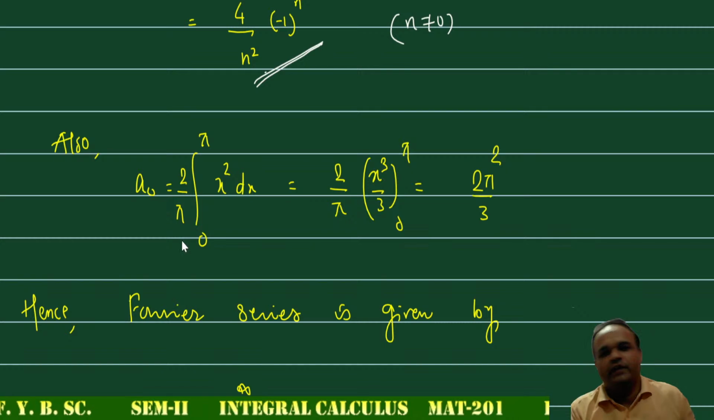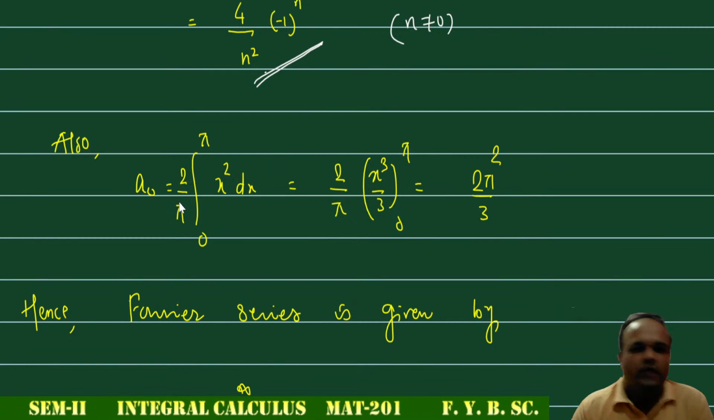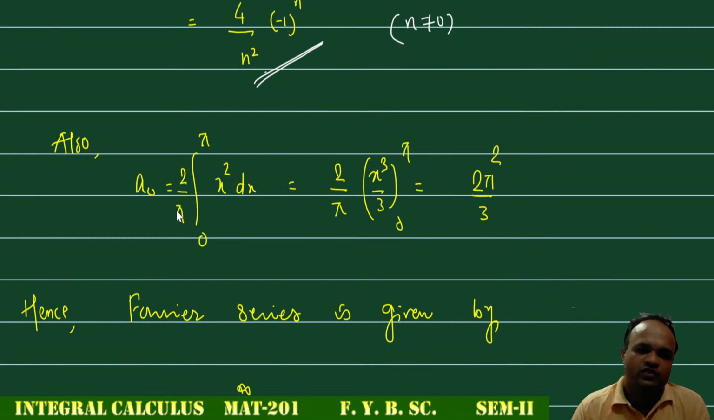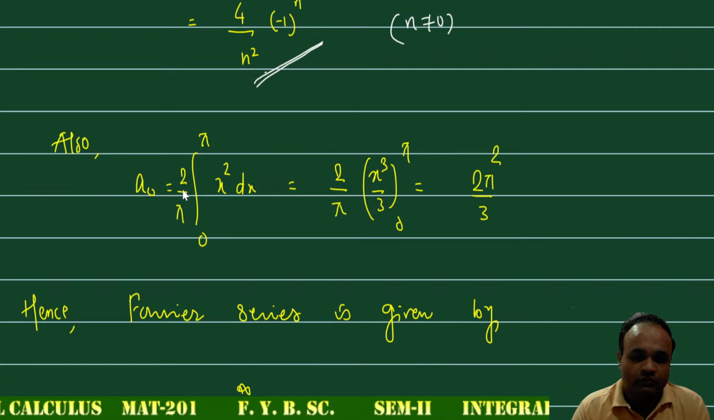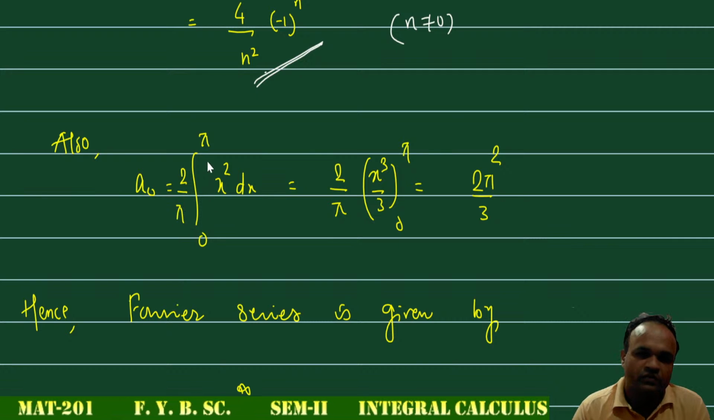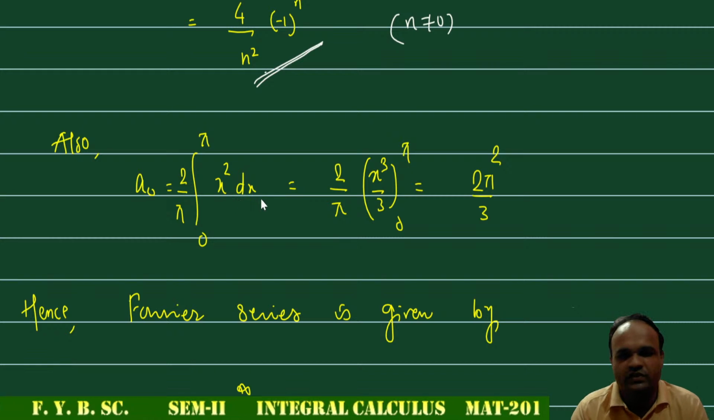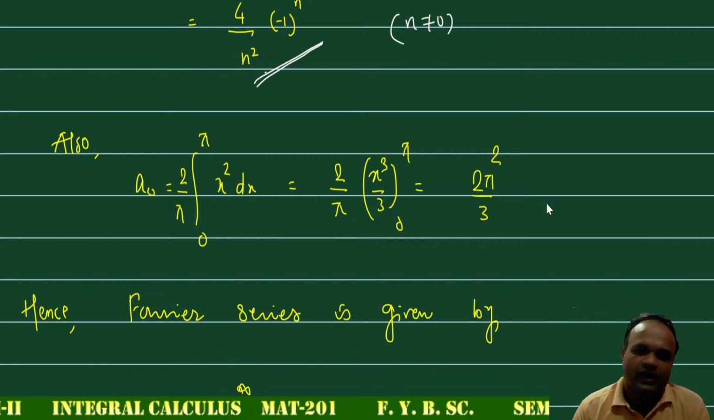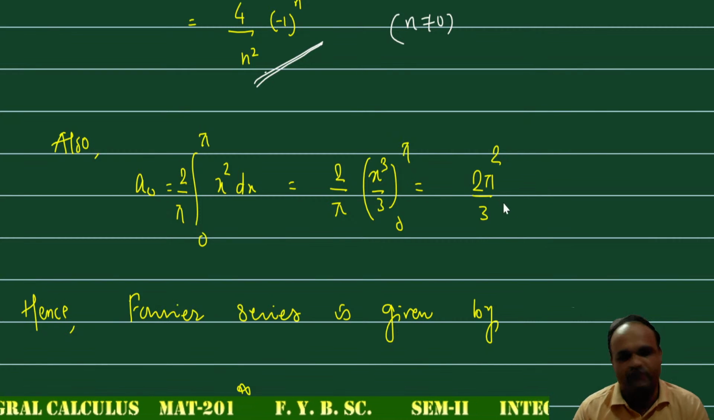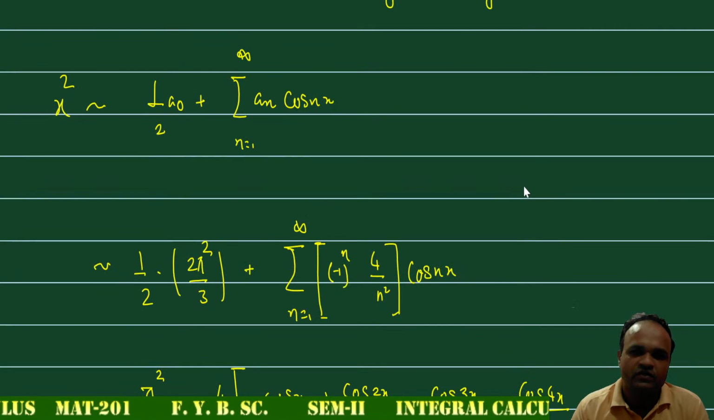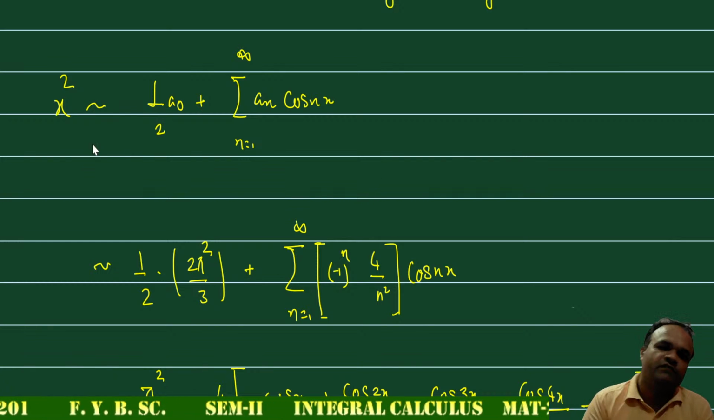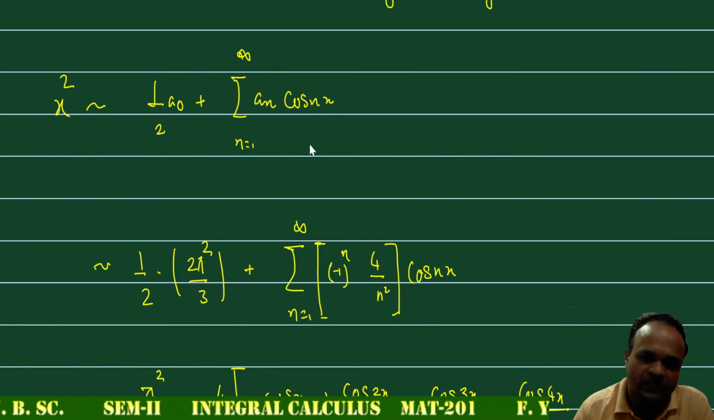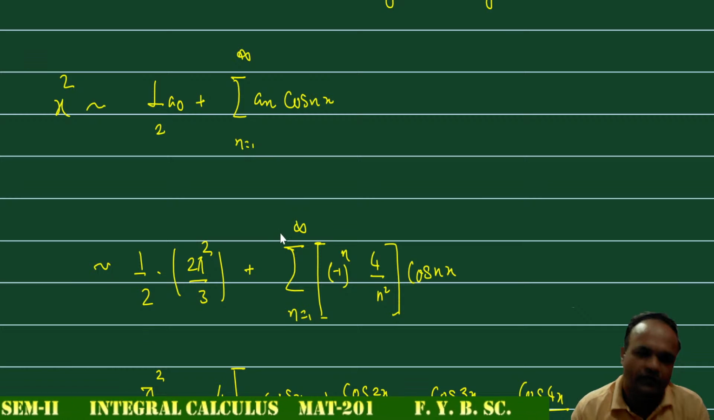So you have to find a0 separately, and from the definition of an, a0 will be 2 upon pi integration from 0 to pi x square cos 0x, and that will be 1. So it is just x square dx, and the value of a0 will be 2 pi square upon 3. Hence, using the definition of Fourier series, x square will be half a0 plus summation an cos nx, and n varies from 1 to infinity.